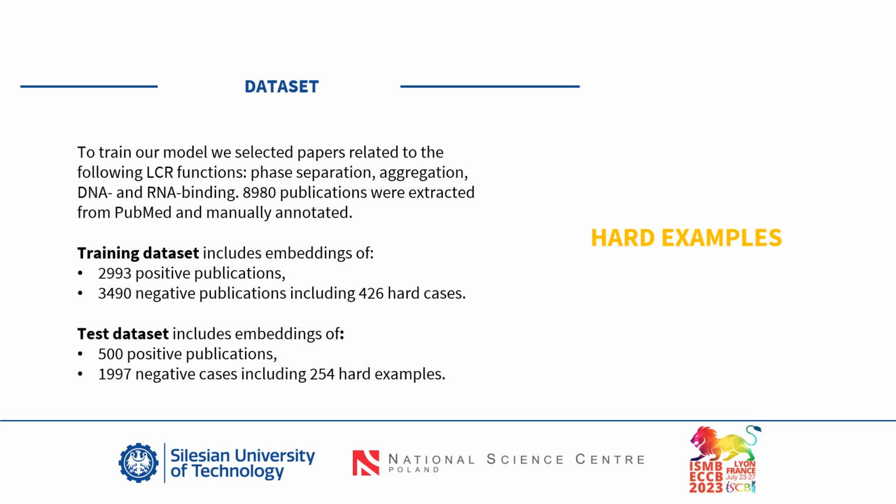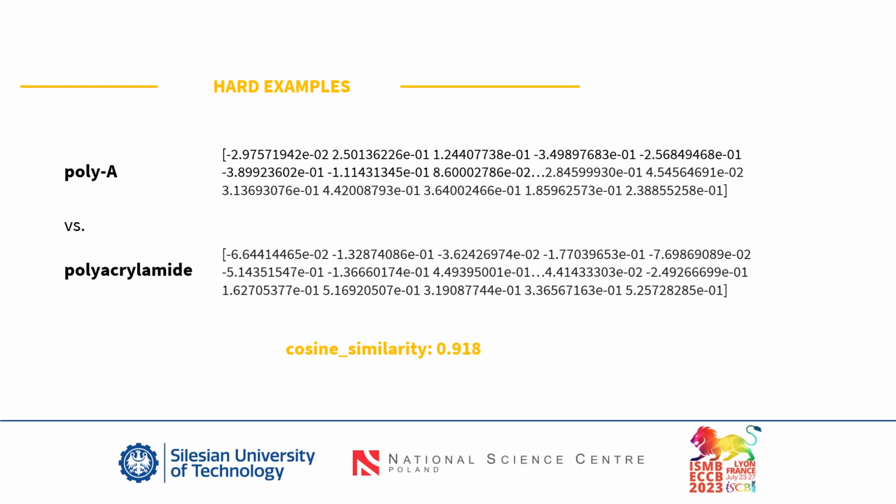Let's take a closer look at one of them. Here we have two tokens and the embeddings calculated for them. To a human, these tokens are completely different, but translating them into machine language, they are very close to each other. This is evidenced by the cosine similarity value of 0.918. This measure is in the range 0 to 1, where 1 means that the two embeddings overlap.